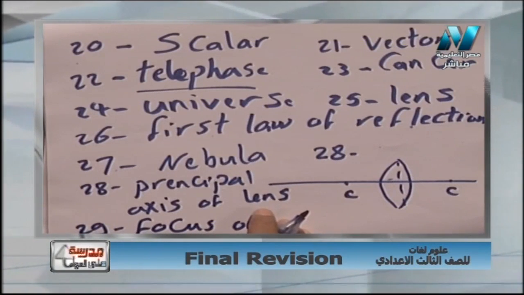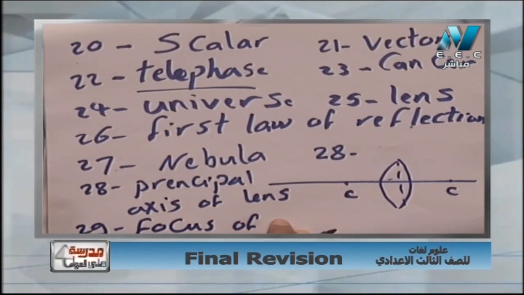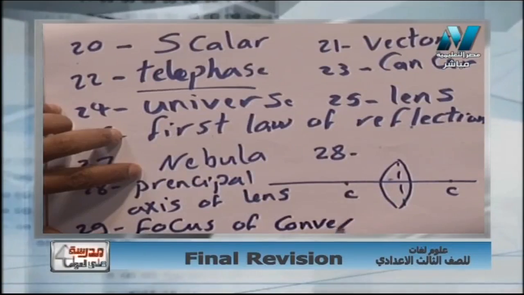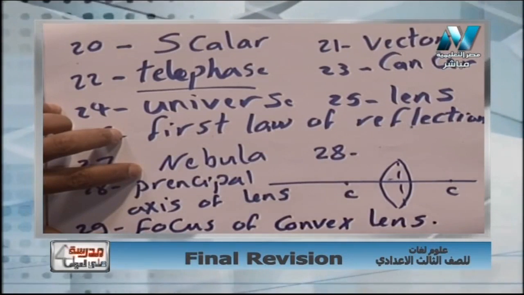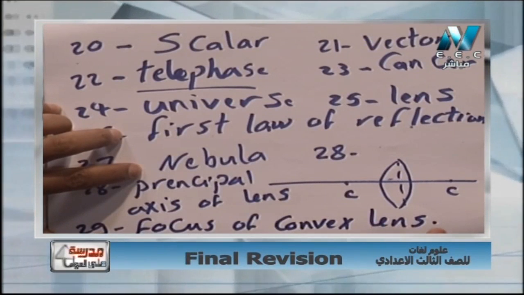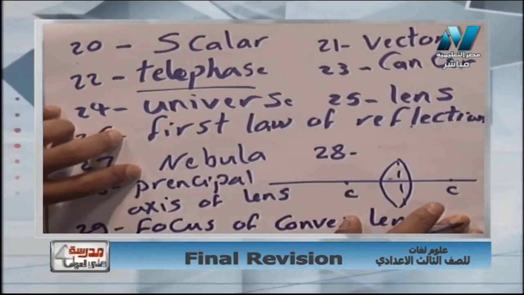But which type of focus? Focus of convex lens or focus of concave lens? Focus of convex mirror or concave mirror? He says now refracted, so it is lens, not mirror. But which type of lens? Concave or convex? Refracted, so it is convex. Focus of convex lens. But if he says extensions of refracted, point of collection, so it will be concave lens. Number 30.